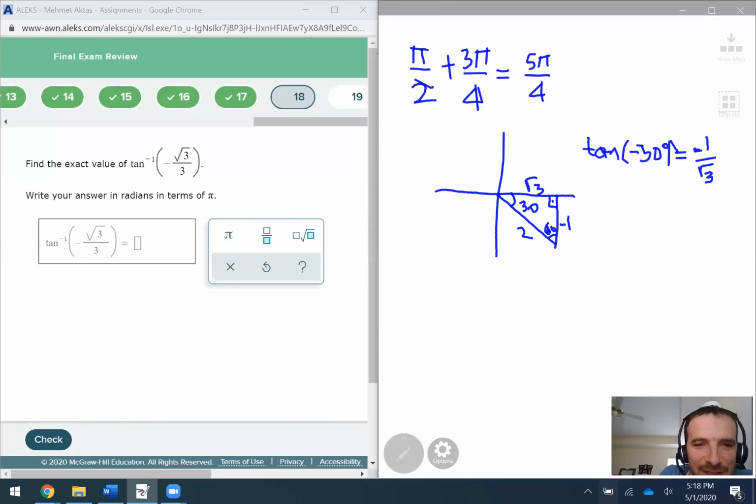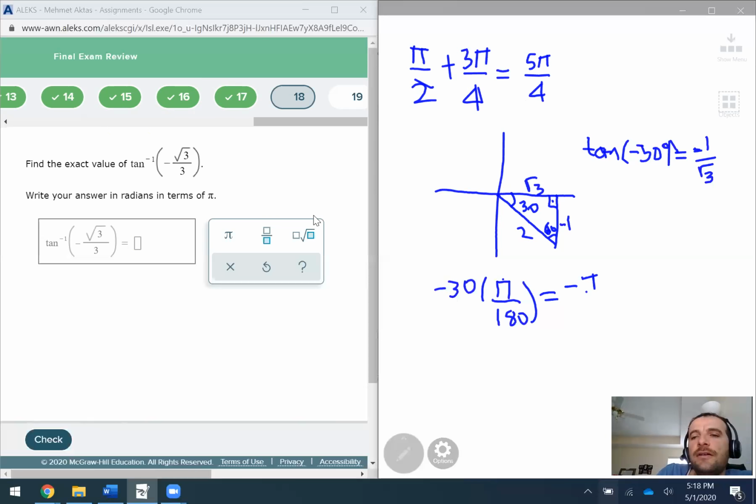Yes. But our answer should be in terms of pi. So negative 30 times pi over 180, which will be, I can simplify 30 and 180, right? Negative pi over 6.